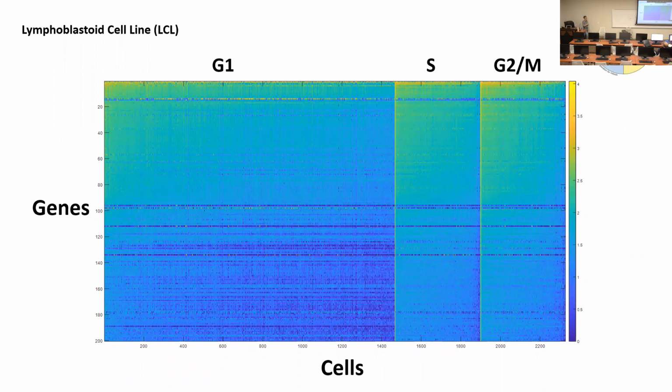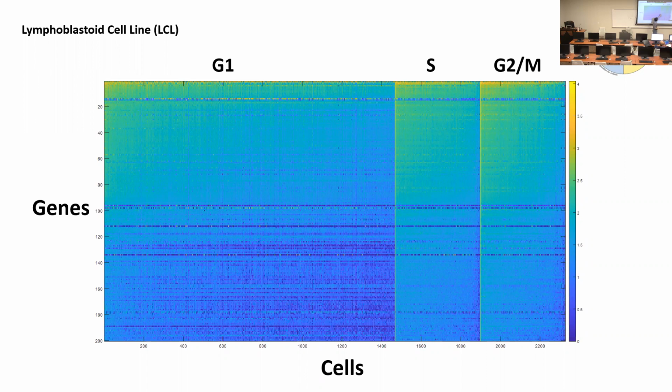So this is something we haven't talked about. Cells undergo cell cycles, and some cells are in the G1 phase, some in the S phase, some in the G2M phase. In this lymphoblastoid cell line, the majority of cells are in the G1 phase. How can we know? There are marker genes highly expressed in G1, and marker genes highly expressed in S. We can easily separate them into different subgroups. And the overall expression level is indicated by the colors.